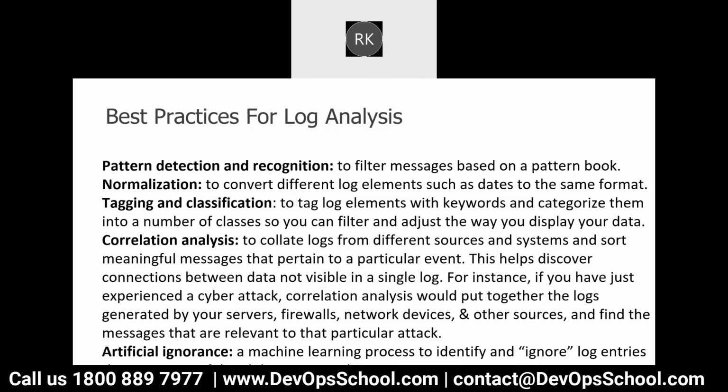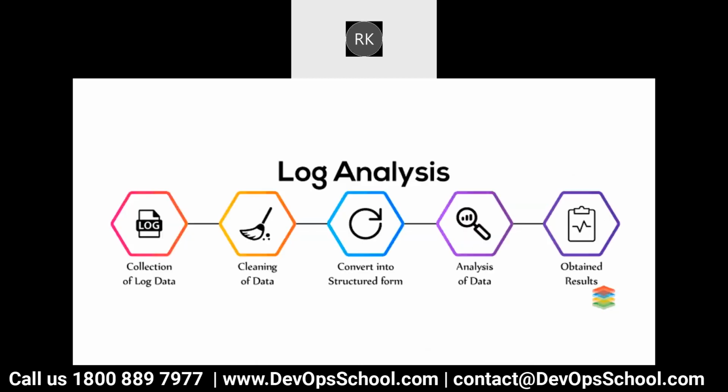And there's one more feature we should be having, that is called artificial ignorance. What is artificial ignorance? I know that there are certain logs, like info logs, or maybe some logs which you just want to ignore, we don't want to store them. So the tool should let you ignore certain logs based on a pattern. So these 5 features are best practices for log analysis, and your tool should be supporting them.